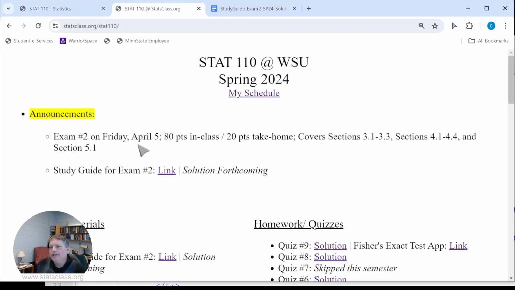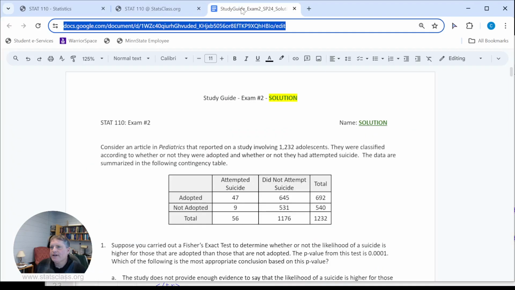Exam number 2 is going to cover sections 3.1 through 3.3, sections 4.1 through 4.4, and also section 5.1. This semester, your exam number 2 is going to be 80 points with an in-class part, and we are going to have a 20-point take-home part as well. Okay, let's go ahead and talk about the study guide itself.